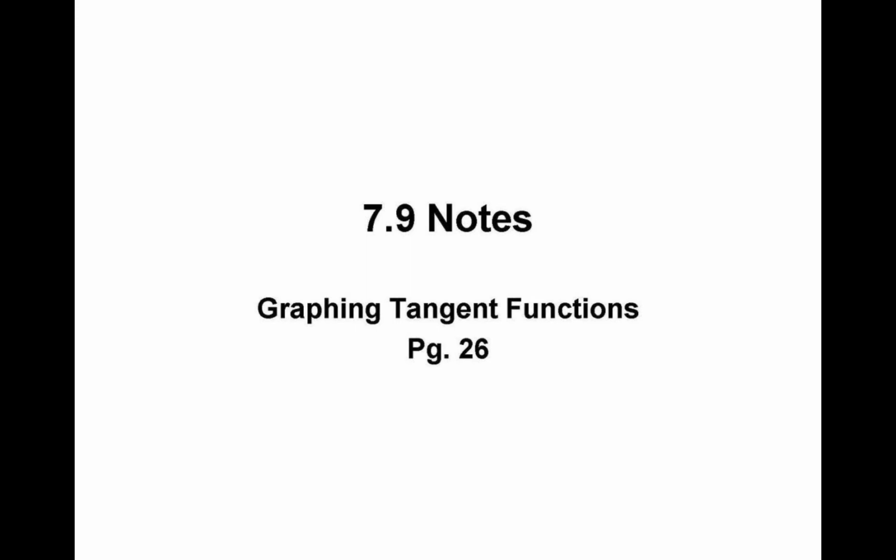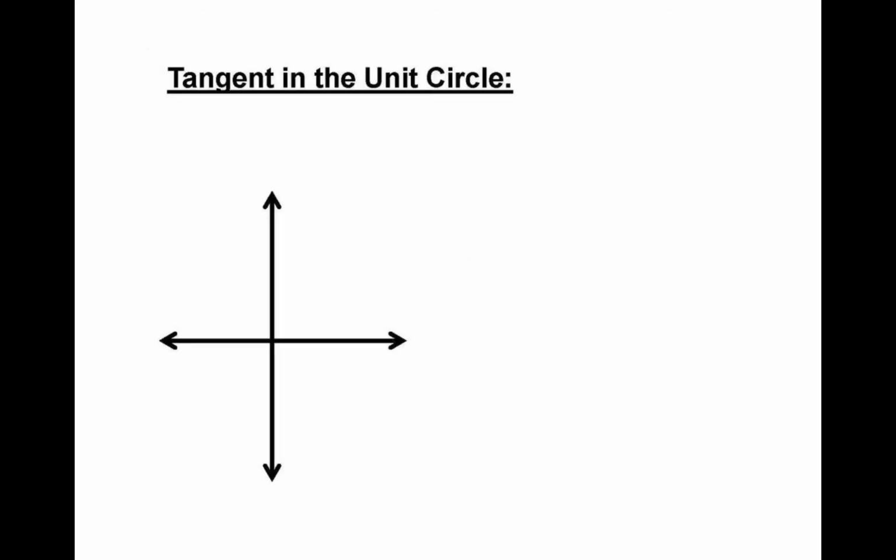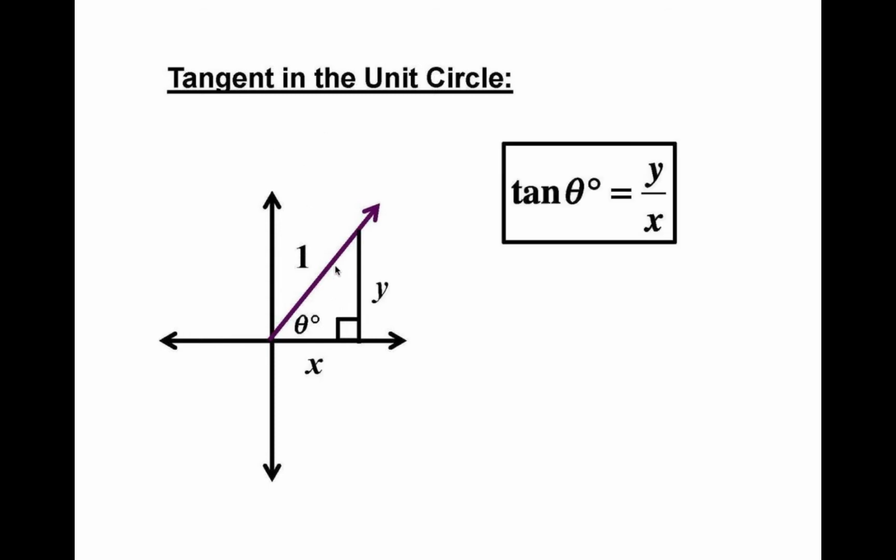Okay, 7.9 notes, graphing tangent functions, page 26 in your notes. We're going to connect the unit circle to the graph of the tangent function, and we're going to shift tangent graphs. So we are in our unit circle. If we draw a triangle, again, the radius is 1, and then this is our x-coordinate and y-coordinate. This time we're doing the tangent graphs. The tangent is TOA, O over A, so our graph is going to be the y over x coordinate.